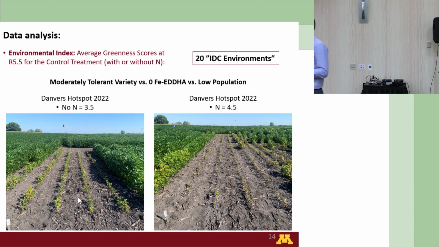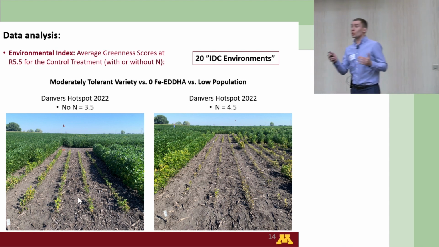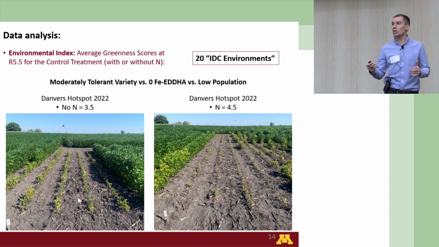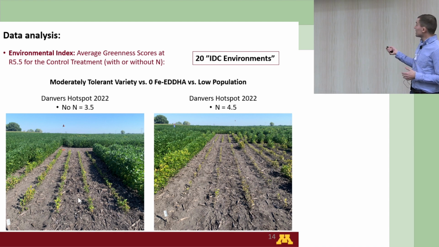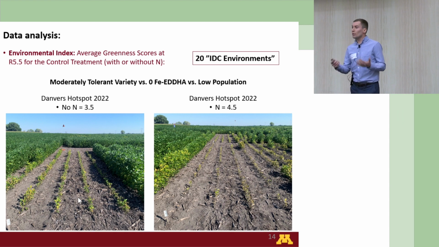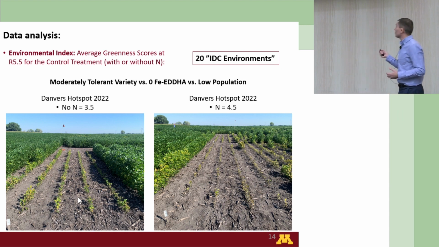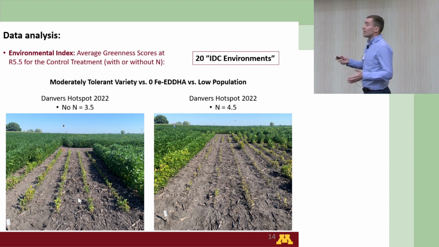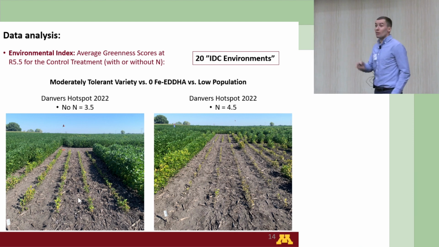Because hotspot and non-hotspot is not a perfect way to classify IDC intensity across environments, that is, IDC severity varies from a hotspot at Danvers to a hotspot at Graysville or at Foxham, an environmental index was created to better account for this variation in IDC symptomology. As I mentioned before, nitrogen in the soil, especially in the form of nitrate, increases IDC severity, and that's what we observe in the field when we apply nitrogen, and that's what I'm trying to show here with these 2 figures.